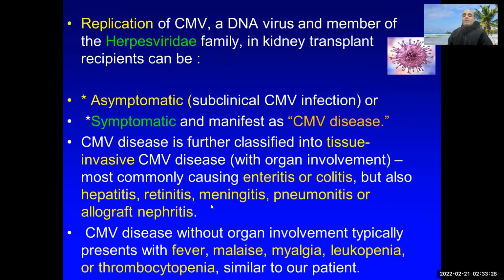CMV disease is further classified into tissue-invasive CMV disease with organ involvement, which most commonly causes enteritis or colitis, the most common site where you find CMV, but also hepatitis, retinitis, meningitis, pneumonitis, and allograft nephritis. You should think of this symptomatic tissue-invasive disease like enteritis, colitis, and hepatitis as the most common presentation of CMV viremia post-transplant, and also allograft nephritis, which presents with AKI, rising creatinine, and allograft dysfunction.